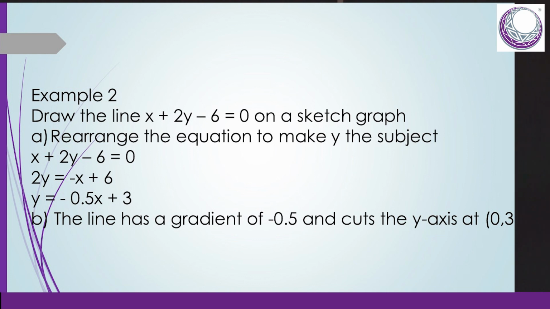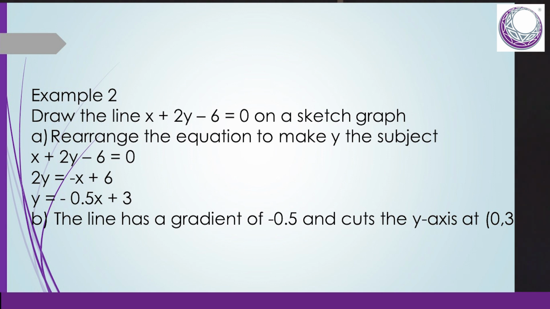Now let's move on to my example 2. Draw the line x plus 2y minus 6 is equals to 0 on a sketch graph. For me to be able to do that, I should, number 1, rearrange the equation to make y the subject. Now, x plus 2y minus 6 is equals to 0. If I rearrange, I should make sure that y is the subject of my formula. Now, the 2y should remain on its own, and then I transfer all the other terms to the right hand side.